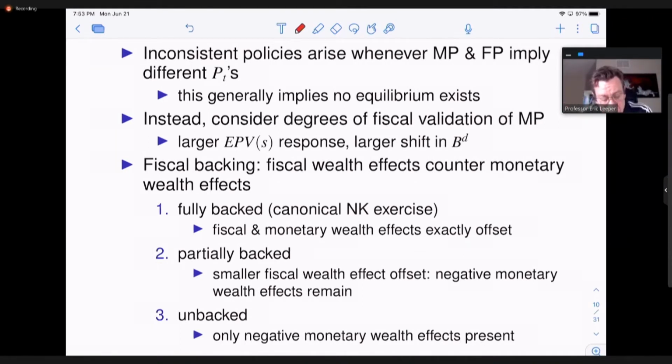Fiscal wealth effects can counter monetary wealth effects. So in the case where you have full backing, that's the sort of canonical New Keynesian exercise, then it happens that the fiscal and monetary wealth effects exactly offset. The only thing that ends up mattering is what happens to the real interest rate, and you get the intertemporal substitution effect that we all know and love. But in the case where it's partially backed, then you get a smaller fiscal wealth effect offset, and the negative monetary wealth effects remain. And then at another extreme, you could say there's no backing at all, no fiscal backing at all, and then you get only the negative monetary wealth effects.